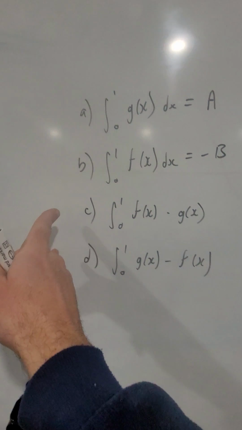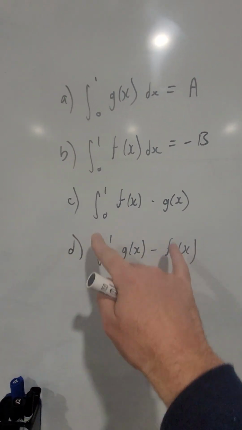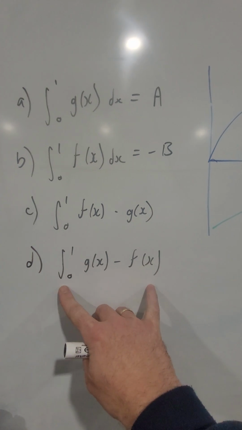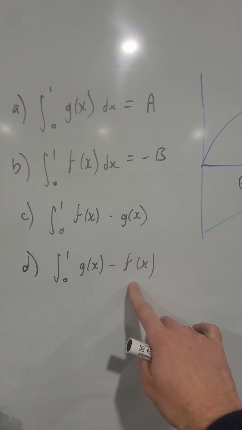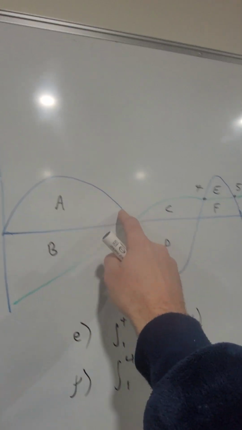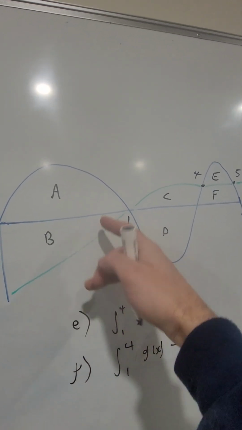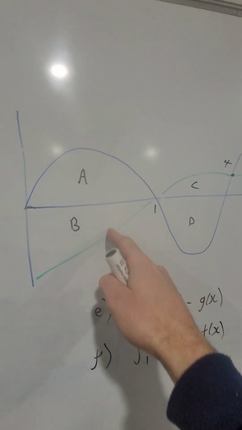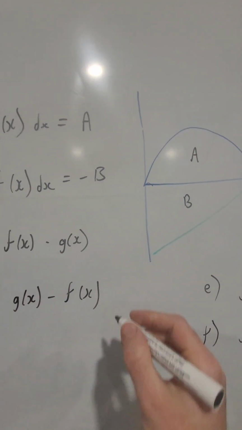All right, now with C and D, I'm going to answer part D first and then make a really clear explanation for how to do C. So if we look at D, it says g of x take f of x. So the area from 0 to 1 of g of x is our top function, take away our bottom function. It's going to give us the area of this whole segment, okay, from 0 to 1. And so that's going to be just a plus b.